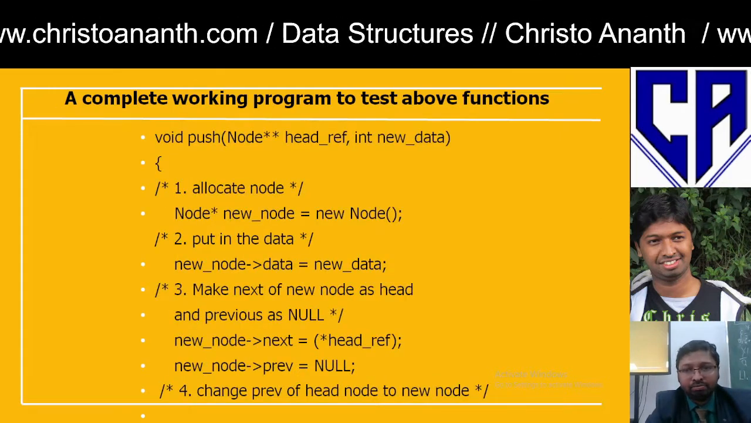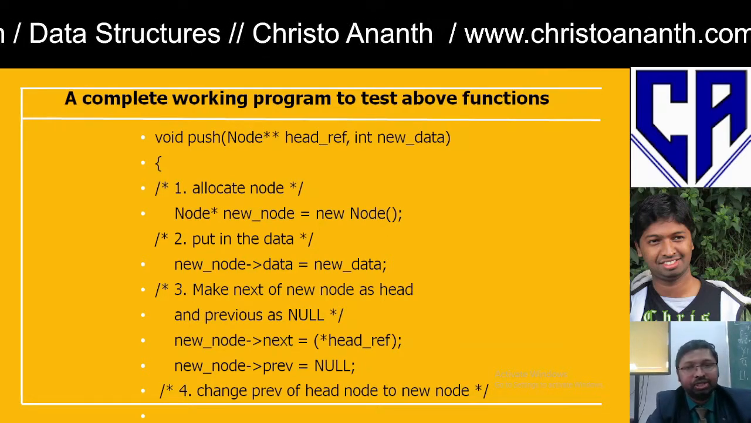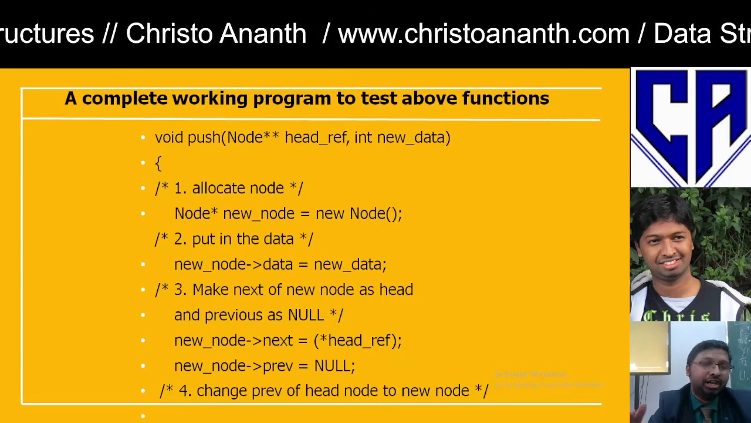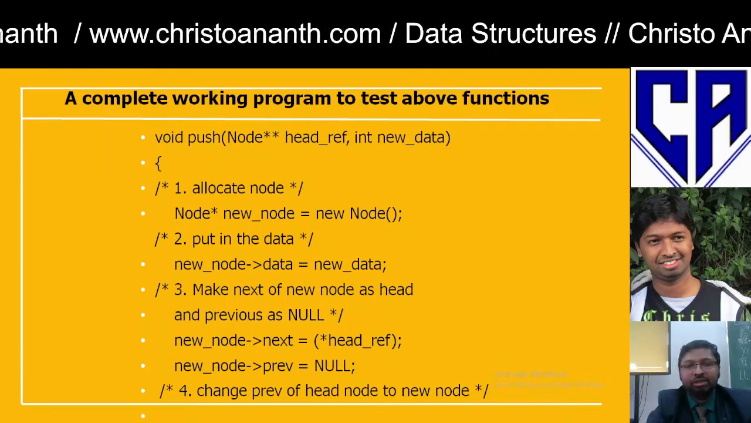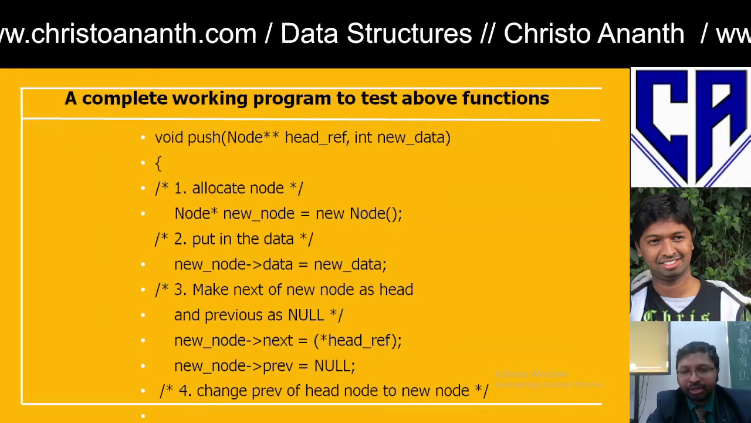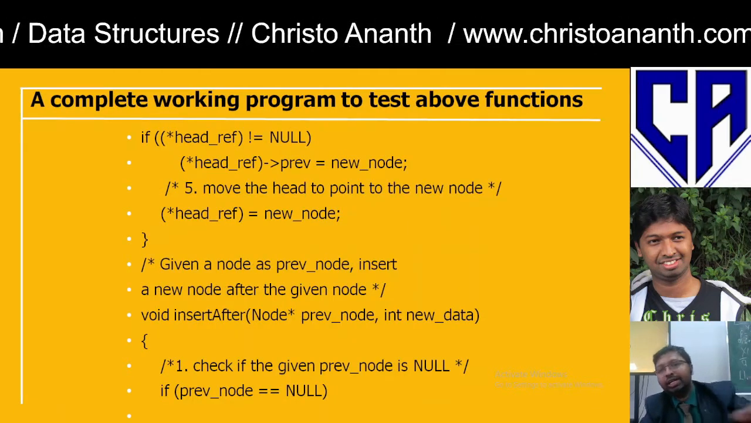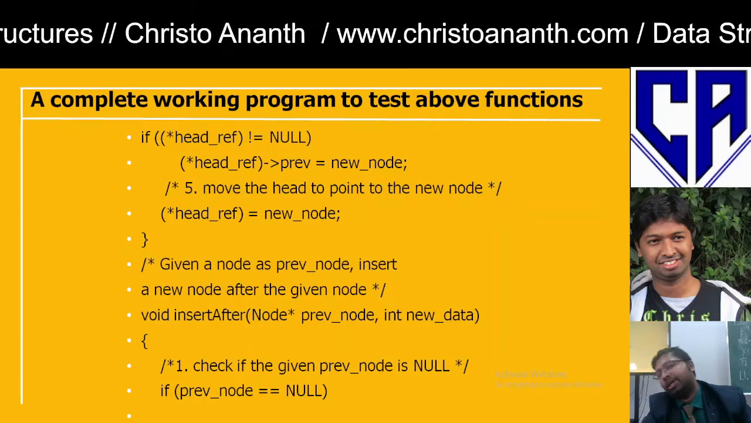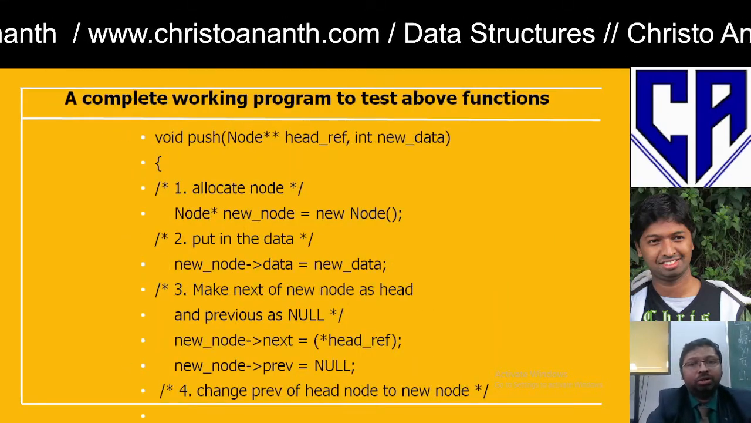So you have the same thing like void push, Node head reference, int new data. Same thing you are doing. Allocate the node, put in the data, make the next of the new node as head. Okay, and you are going to change the previous of the head node to the new node, and you are going to move the head to point to the new node. Okay, so you have the same steps we are going to do.